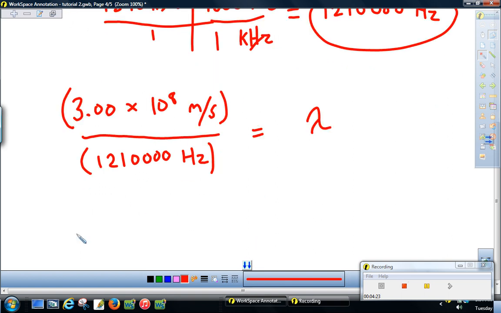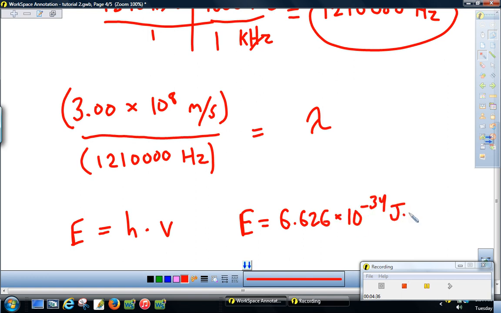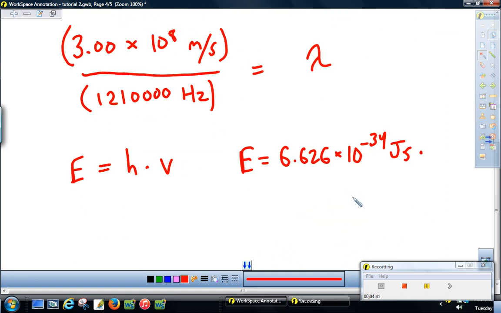If I want to figure out the energy of the wave, energy is equal to Planck's constant times the frequency. So energy is equal to 6.626 times 10 to the negative 34th joule seconds, multiplied by the frequency, 1,210,000 hertz. Hertz are waves per second, so if we have seconds on top and seconds on the bottom, the seconds cancel out, leaving us with our answer in joules. So Planck's constant times the frequency in hertz will give us the energy.